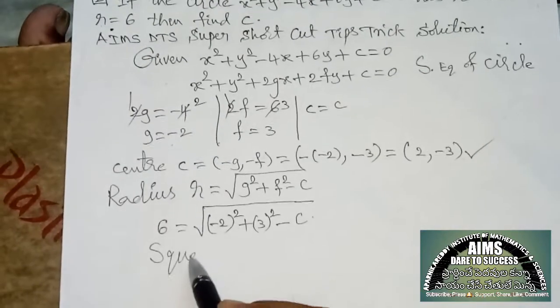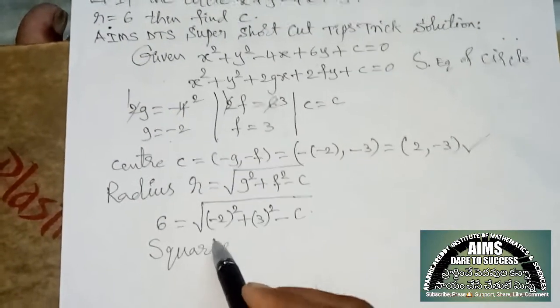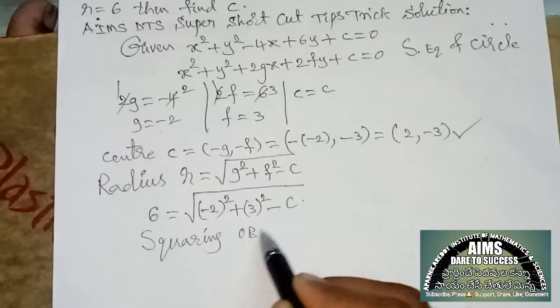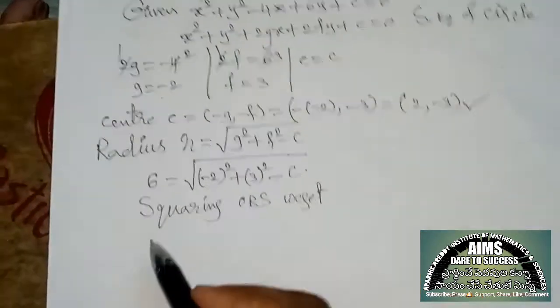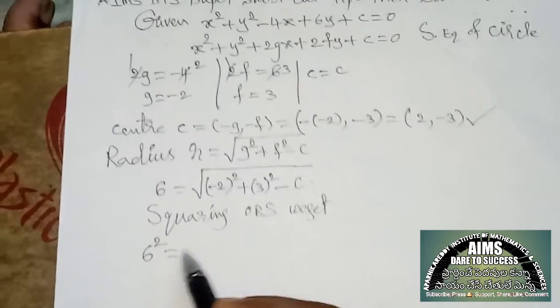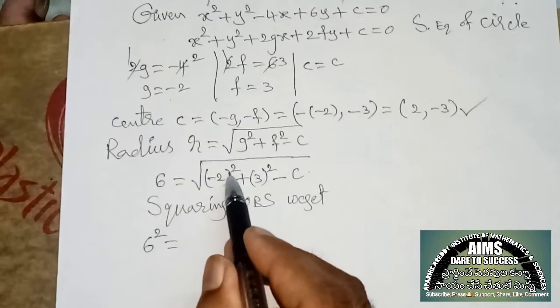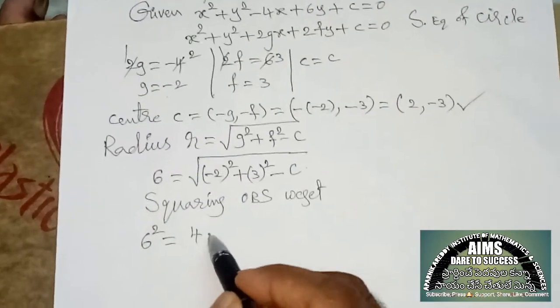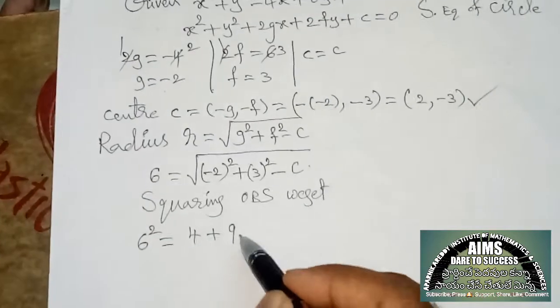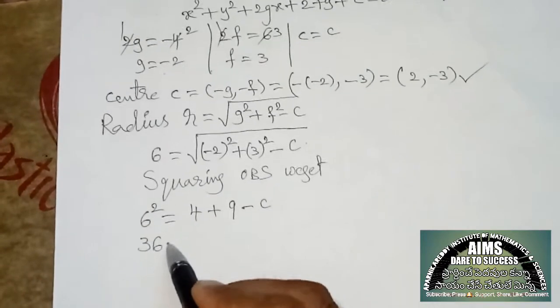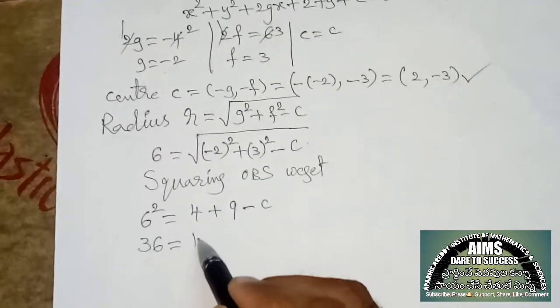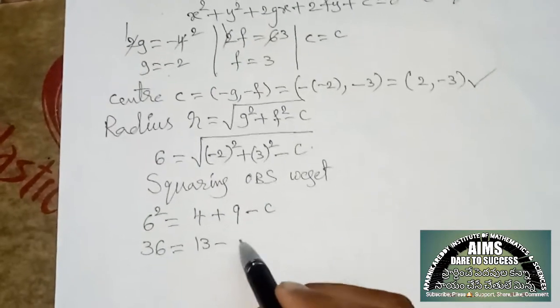Now I want to square on both sides. Squaring on both sides, we get 6 square is equal to, the square root gets cancelled, remaining minus 2 whole square is 4 plus 3 square, 3 3s are 9, minus c. 6 6s are 36 is equal to 4 plus 9 is 13 minus c.